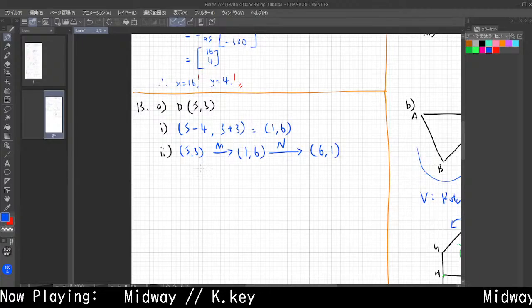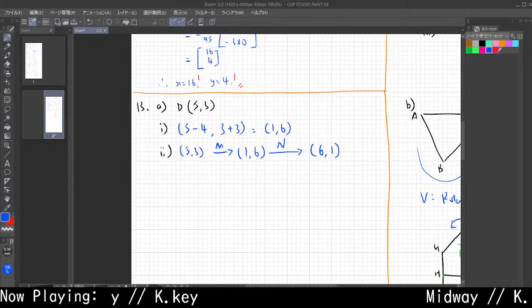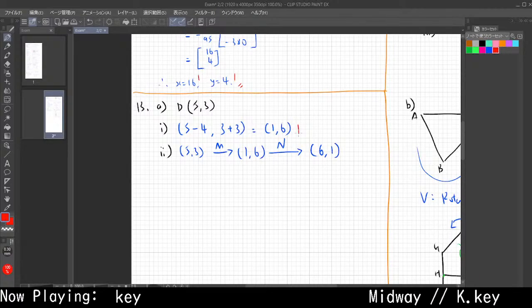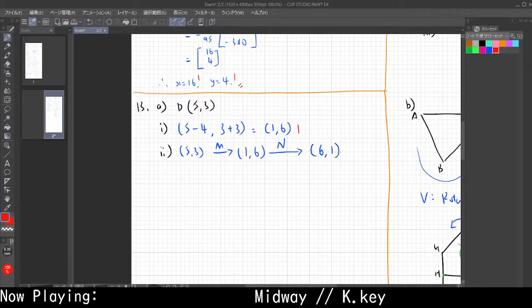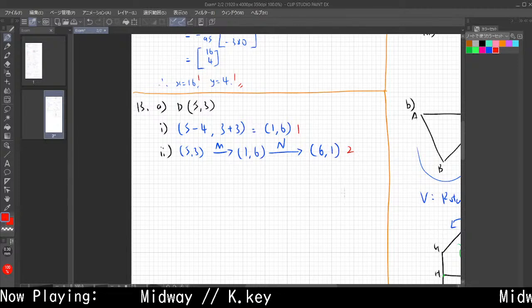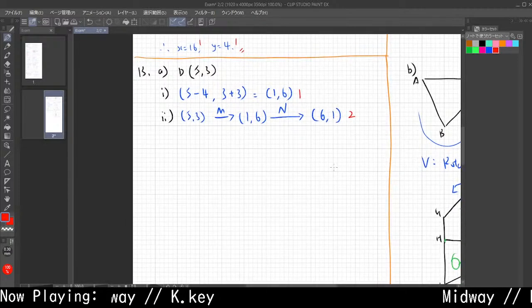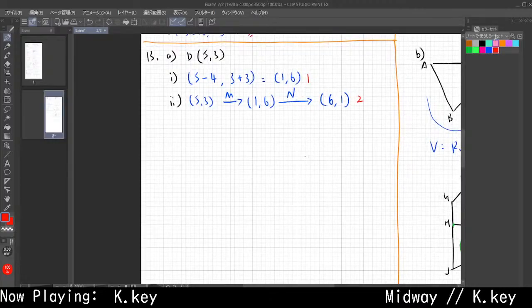So that would be 1 mark for this, and then 2 marks for M and M. So getting 6, 1 itself is already 2 marks, because you go through 2 transformations, even though M is repeated in part 1. But yes, you have this.